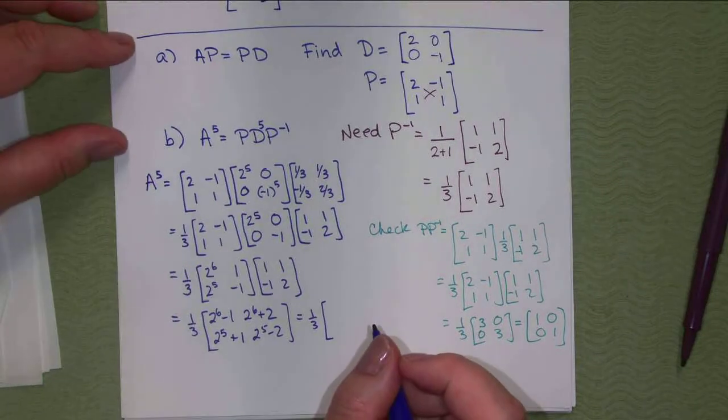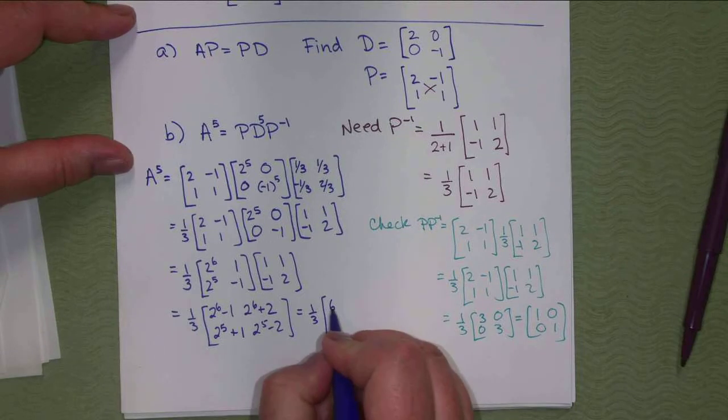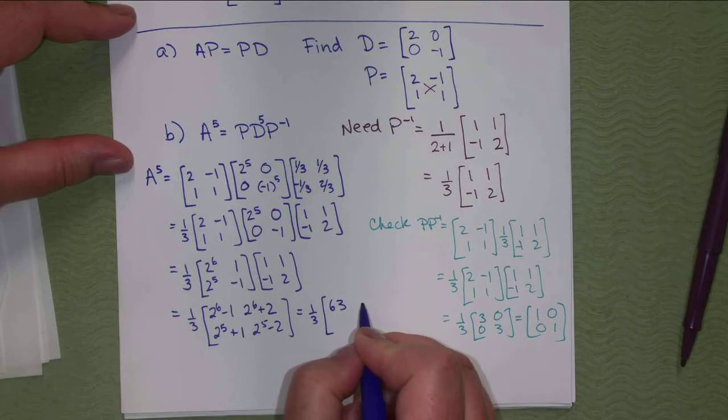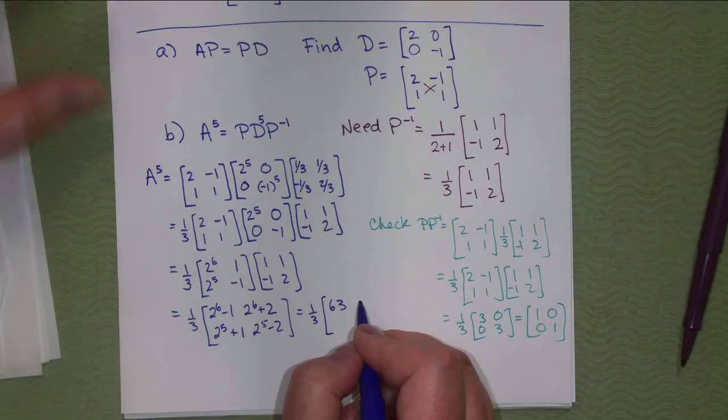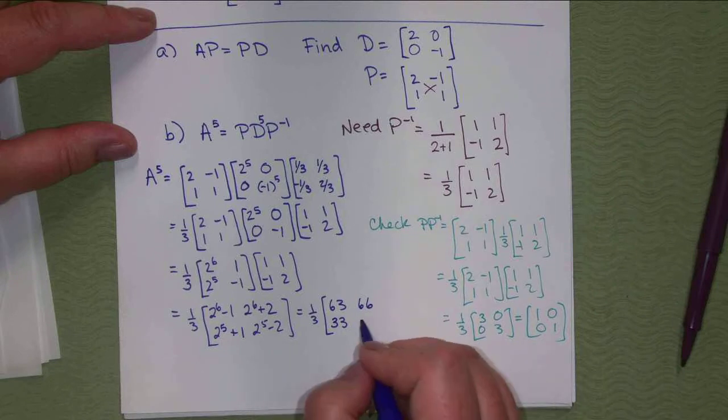2 to the 6 is 64 minus 1. 64 plus 2, 66. 32 plus 1. And 32 minus 2.